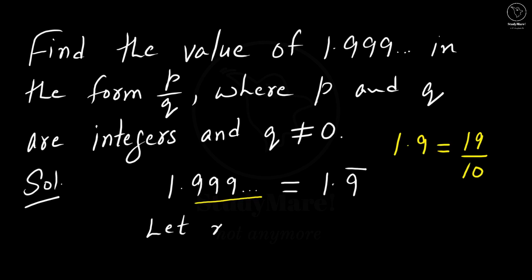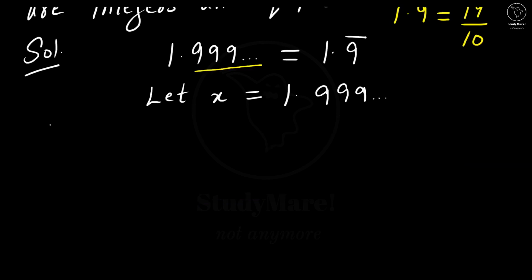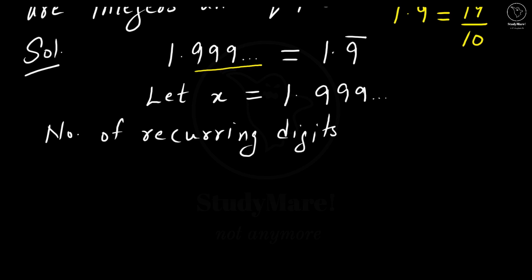Let x be equal to 1.999 and so on. Find the number of recurring digits in this number. What is the number of recurring digits? The recurring digit in this case is 9. That means we have only one recurring digit. Based on this, we find the multiplier.